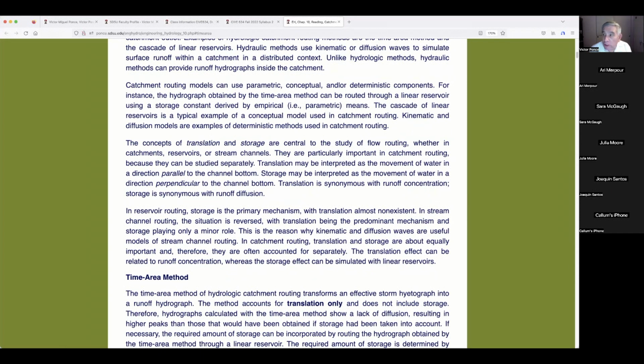and storage, read diffusion, are central to the study of flow routing, whether it is in catchments, reservoirs, or stream channels. There's always going to be the issue. We are convecting, but are we diffusing? Or vice versa. Are we diffusing, but are we convecting? Or are we convecting and diffusing, which is the combination of two? Those are three possibilities, by the way.